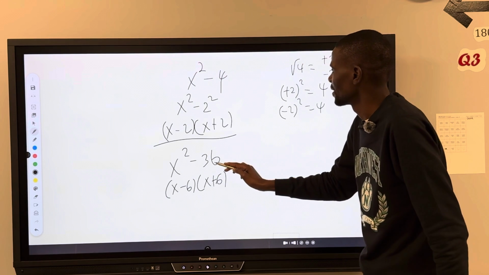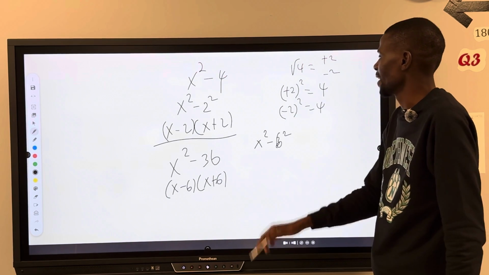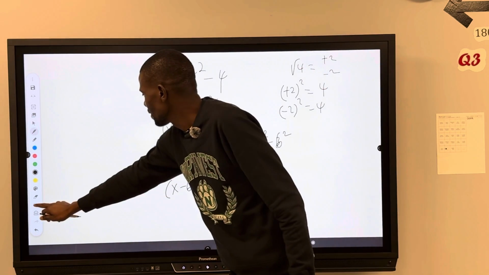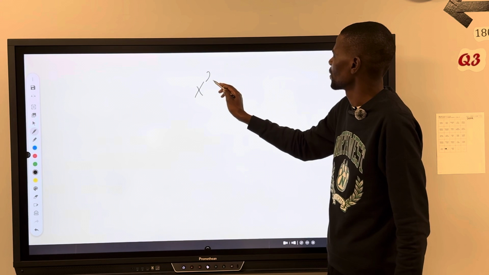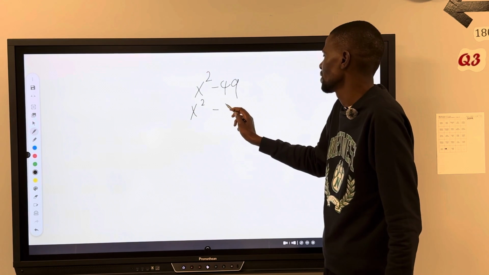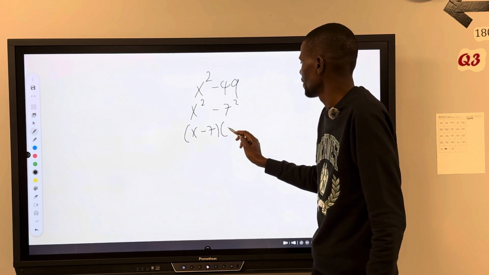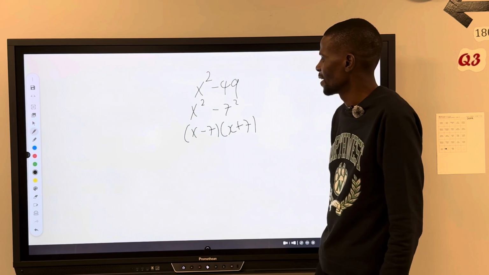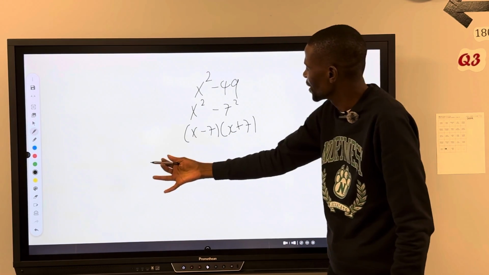Why? Because x squared minus 36 is the same as saying x squared minus 6 squared. Let's see more examples. What if I have x squared minus 49? Obviously this is x squared minus 7 squared. So it's just x minus 7, x plus 7.